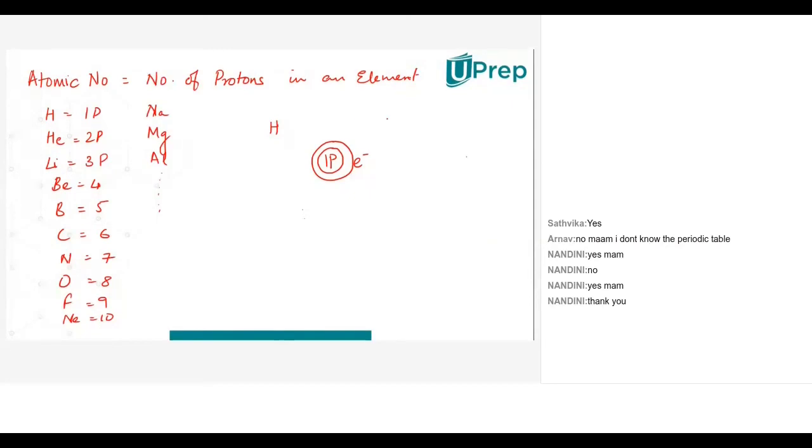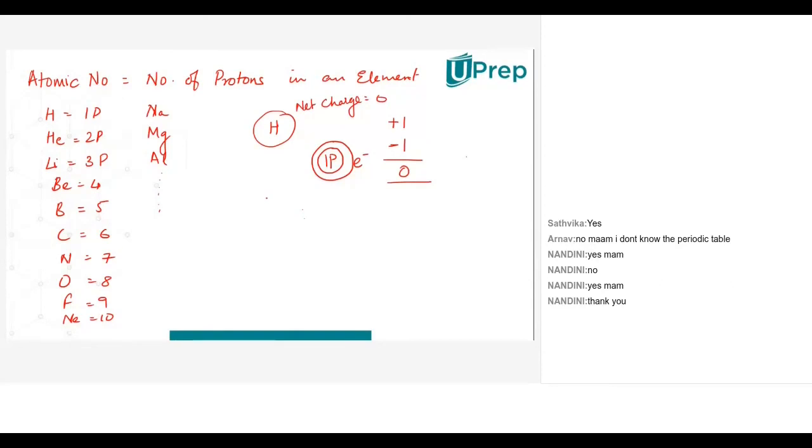Now, if we look at the total number of charges, I know there is one proton, so I'm going to write +1 for the proton because a proton is positively charged. And there is one electron, so I'm going to write -1 because an electron is negatively charged. And now when I add these two up, it becomes 0. So that means my net charge on the hydrogen atom is 0. Net charge equal to 0.